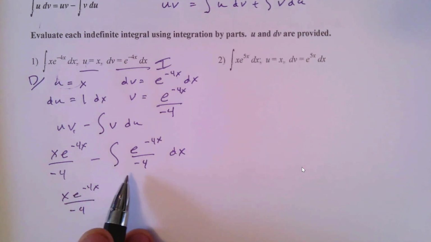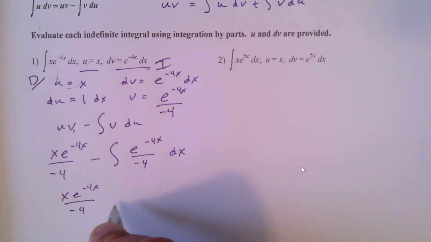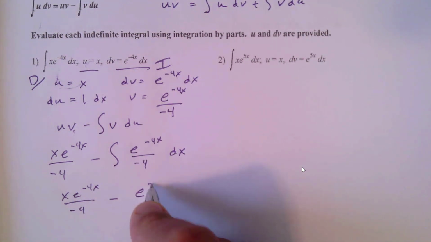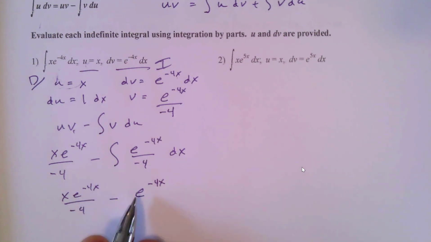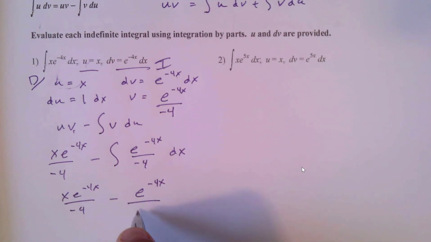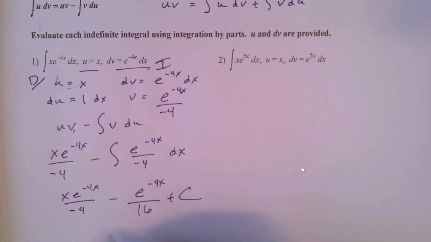This part we have to take the antiderivative of. We can pull out the negative 1/4. And this is again e to the u, so that's going to be e to the u. We're going to divide it again by another negative 4. There's already a negative 4 down there, negative 4 times negative 4. Hopefully you can see that's going to be 16. And then don't forget the plus c.